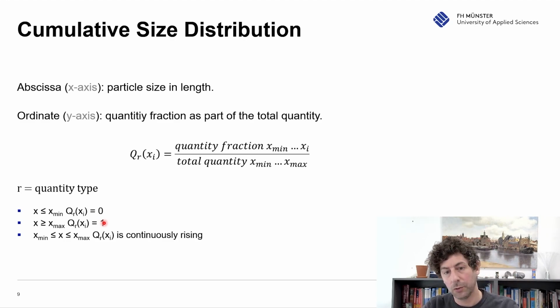Because it cannot increase more than 100%, because I'm out of my measurement box. And the third property is that if x is somewhere between x min and x max, the function is continuously rising, right?